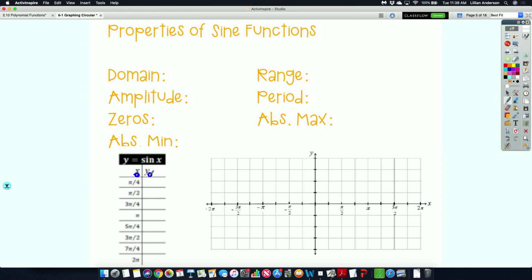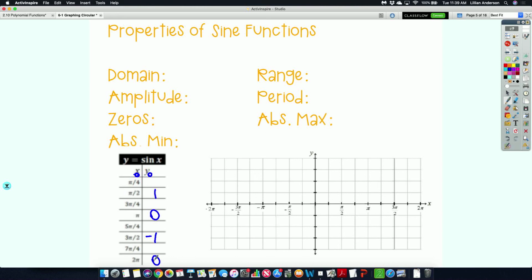Now we did the big 5, like I said for the do now. What's the sine of pi over 2? 1. What's the sine of pi? 0. What's the sine of 3 pi over 2? And what's the sine of 2 pi? 0. Now those are going to be the main ones.